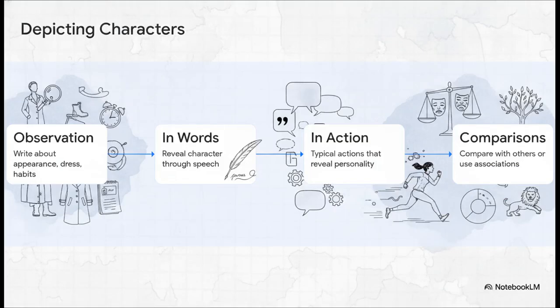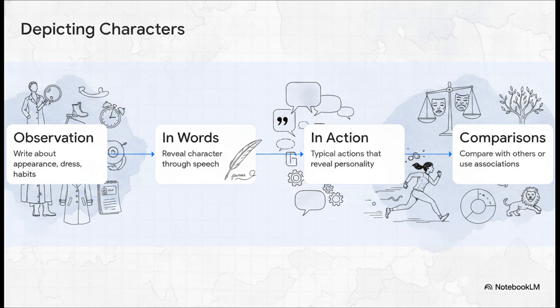Our source material actually gives us this fantastic, sequential 4-step guide for essentially pulling a character straight out of your imagination and making them tangible on the page. Step 1, use observation. What do they look like? What are they wearing? Step 2, depict them through their own words. Step 3, depict them in action. And step 4, use comparisons and associations to really add some depth.